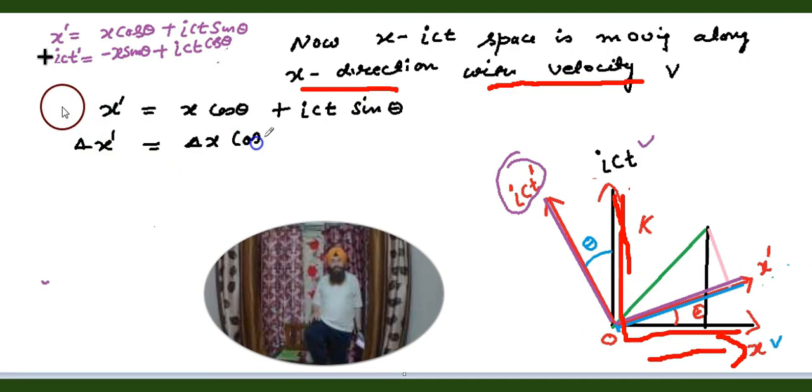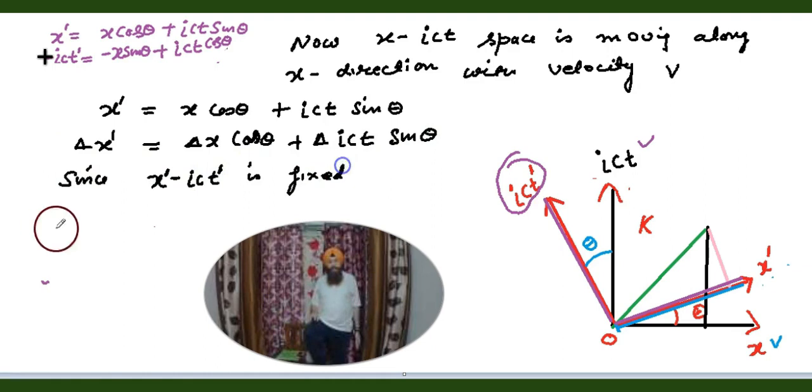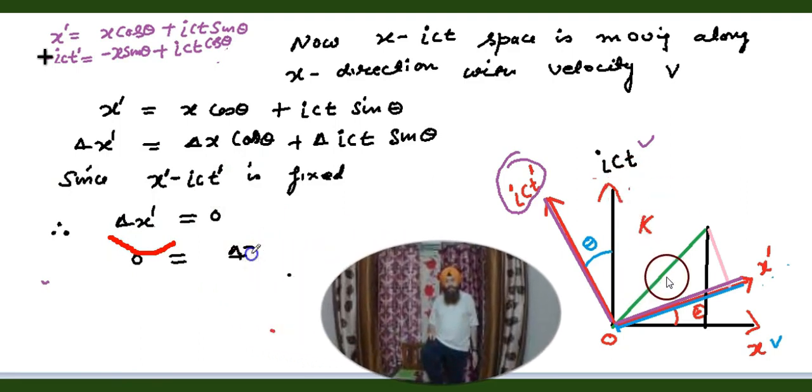So what to do then? I am differentiating this equation with delta, so delta with each term. Delta means change or differentiation. So delta x dash is 0. Why? Because K dash frame is fixed and frame K is moving along this direction. So delta x dash is equal to 0.